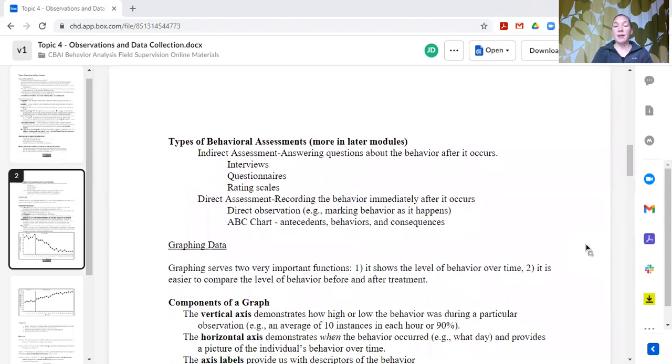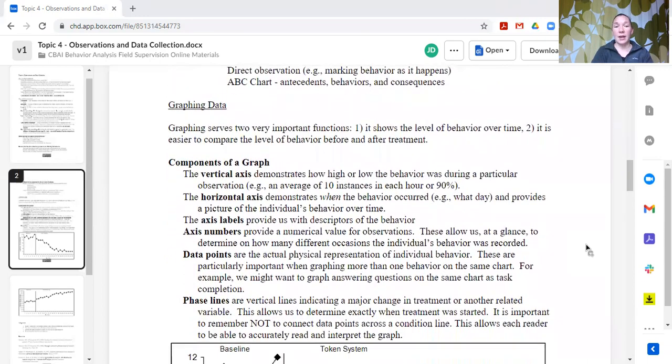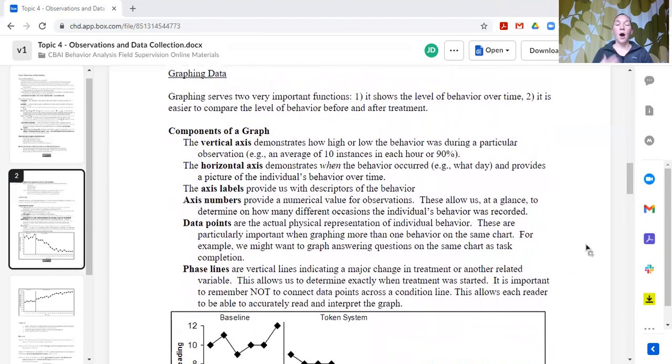We're going to cover behavioral assessments in more detail later, but there are indirect assessments such as interviews, questionnaires, and rating scales that we might also use to collect some data. And there are direct assessments that include recording the behavior immediately when it occurs, such as marking the behavior as it's happening and taking data on an ABC chart, which again, we'll go over all of those in more detail in future topics. So once you take your data, you also are going to need to represent that data in a way where you can easily analyze it. Most often, we are graphing our data on a line graph so that we can look for patterns.